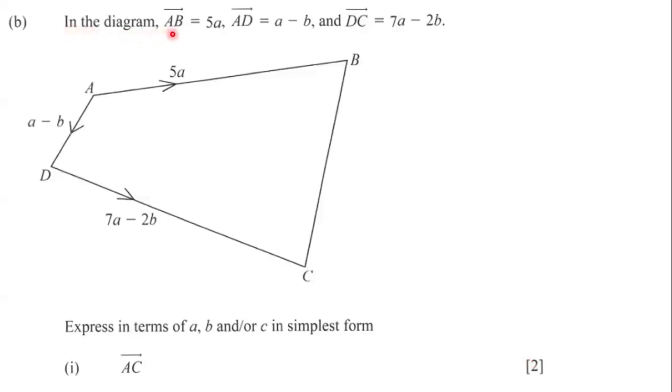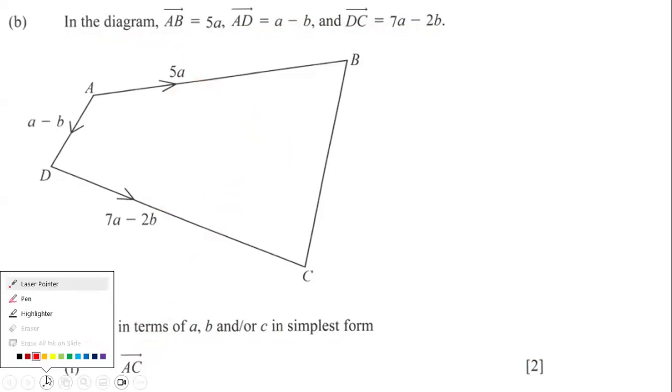In the diagram, AB is equal to 5a, AD is equal to a minus b, and DC is equal to 7a minus 2b. Express in terms of a, b, and/or c in simplest form the vector AC. So here we have this diagram, and our goal is to determine in simplest form what the vector AC is.